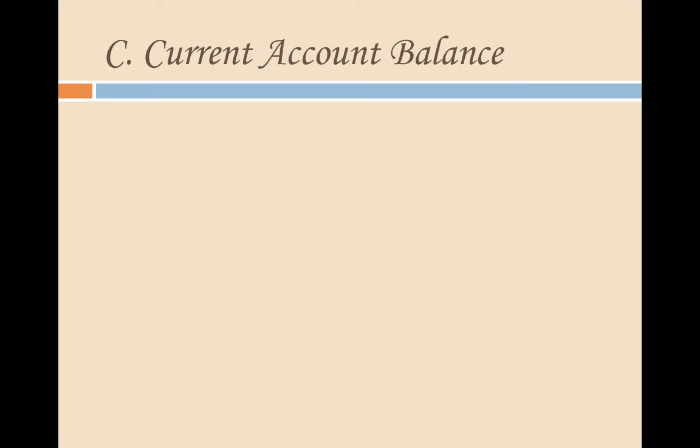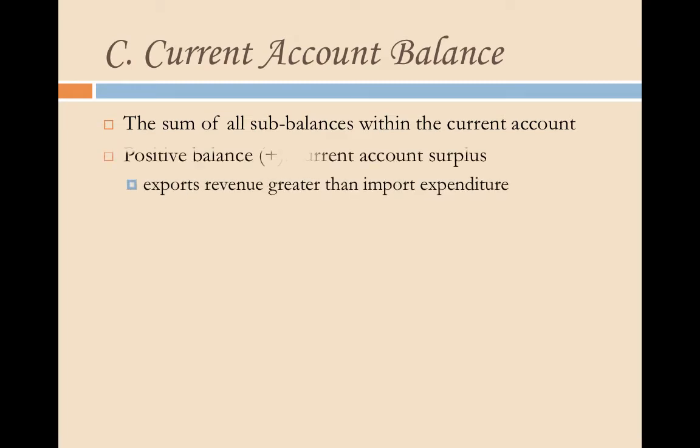So we add the exports, we subtract the imports, we look at the money flowing in from remittances, and we look at the money being remitted out of the country. We look at the investment income coming in, and we look at the dividends being sent abroad. We add all of this together, and we come up with a number. It is basically the sum of all of the sub-balances within the current account.